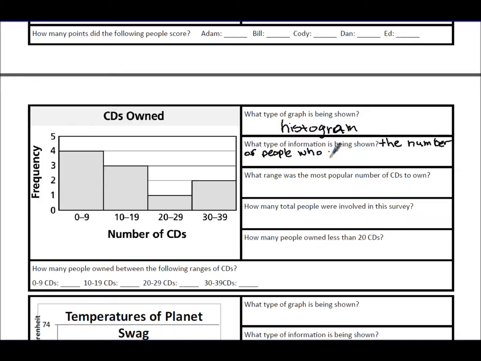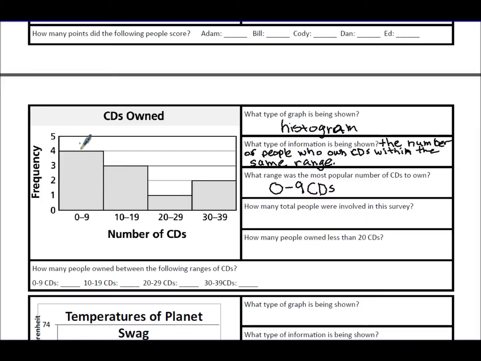So we're showing the number of people who own CDs within that number range. So within the number range that you see at the bottom. So we could see the 0 to 9, there are 4 people that own between 0 and 9 CDs. And that's the range that's the most popular. The most people own between 0 and 9 CDs because that's the biggest bar in this graph.